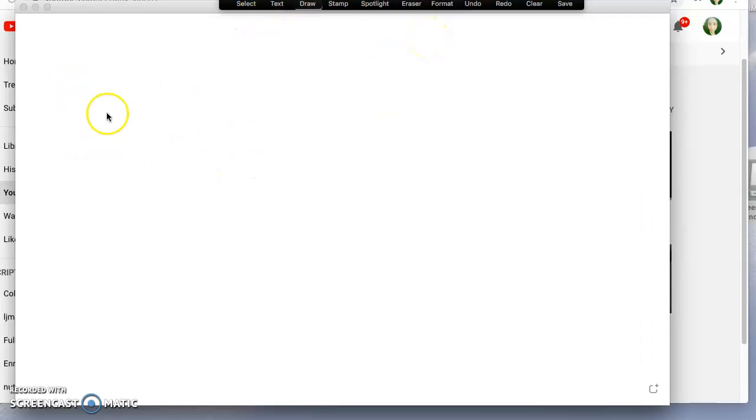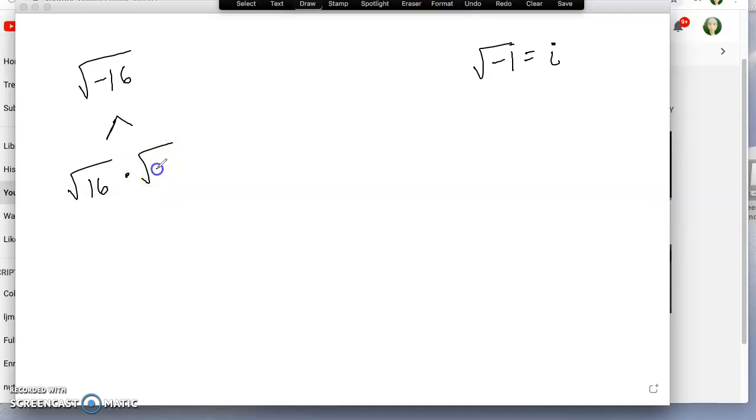Okay, so we know that when we have an even index and a negative radicand, we usually can't simplify, but now that we know that the square root of -1 equals i, we can go ahead and simplify. So I'm going to split this up into a product of 16 and square root of -1. Then I'm going to continue simplifying.